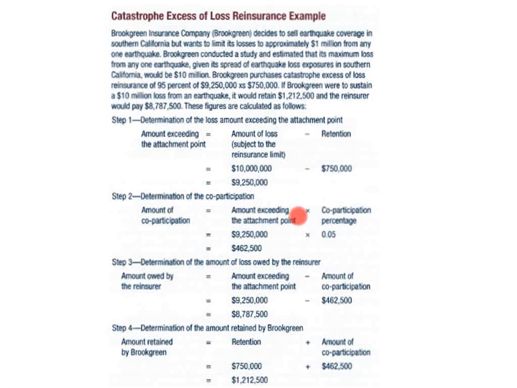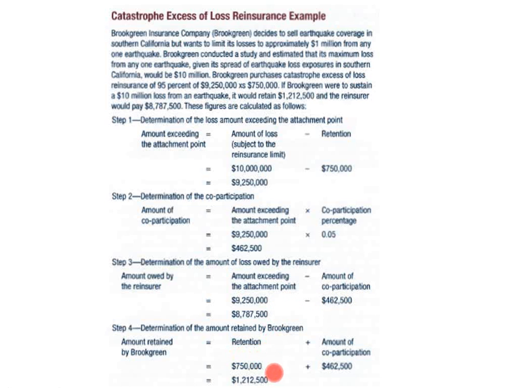Now the next thing is a co-participation amount. It's the reinsurer's requirement that they have to pay 5% of the reinsurance amount. So 5% times 9.25 is $462,000. Step by step, you take the 9.25, subtract the 462 co-participation amount, and now the max amount the reinsurer is going to be exposed to under this policy is 8.7, essentially 8.8 million.